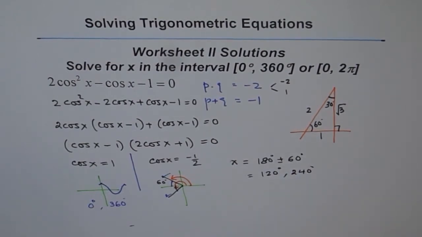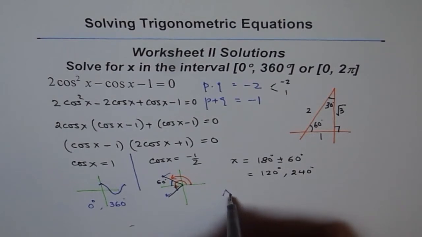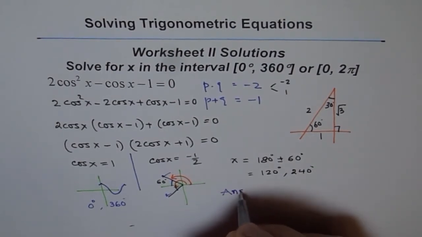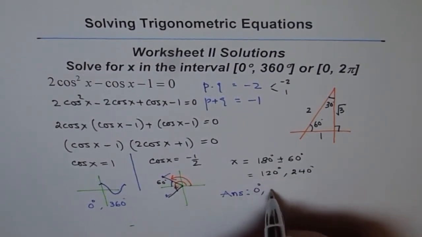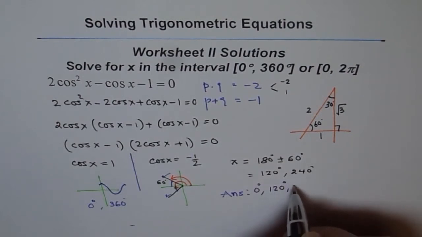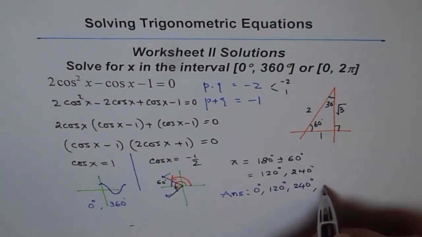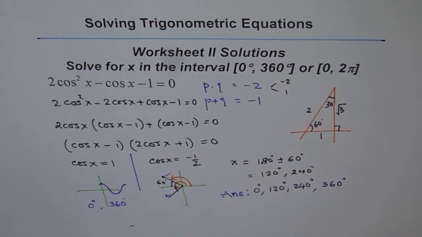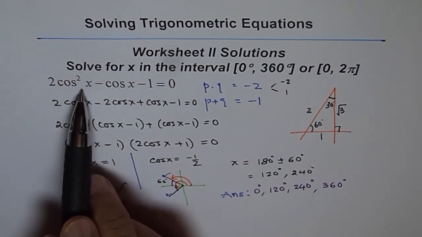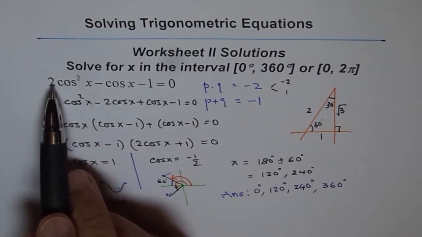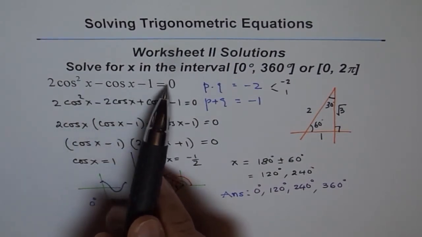So total number of solutions, how many do we have? We have 4 solutions. So these are our possible answers: 0 degrees, then we have 120 degrees, 240 degrees and 360 degrees, right? So at this stage, you can also plug these answers in and check your solution, right? If I write 0 here, then what do I get? Cos 0 is 1, so you get 2 minus 1 minus 1, which is 0.